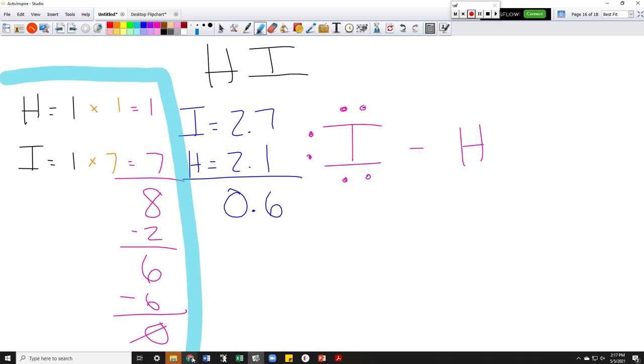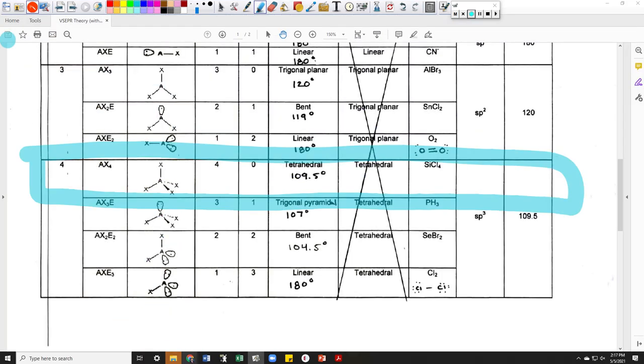Everybody good? Sir? Can I write in that molecule box? No, please don't. Well, okay, if you can cram it in there, that's fine. All right, so now let's go back to this, and let's keep going.